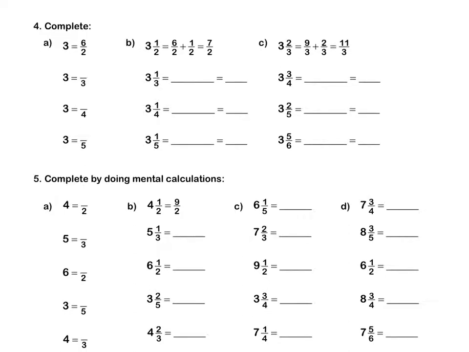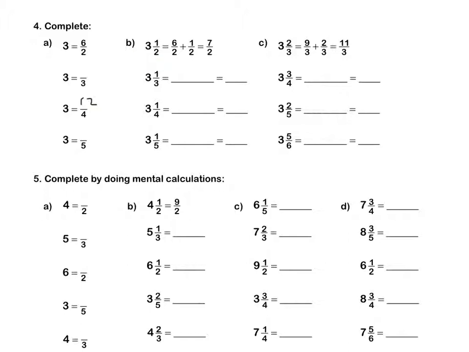Question 4. 3 wholes is equal to 6 halves, because 3 times 2 is 6. 3 wholes is equal to 12 quarters, because 3 times 4 is 12. Let's look at B.